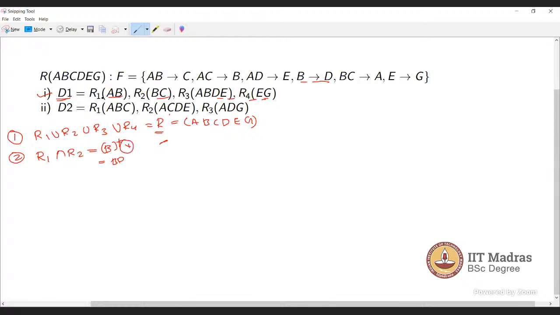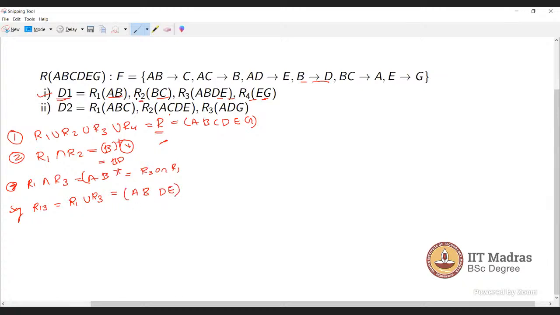And let us check for R1 and R3. Then we can get AB. AB was a candidate key. So from AB we can get B. From AB, we can get R3 or R1, right? Yes, sir. Okay. Now, let us say R13 is R1 union R3. That will be A, B, D, E only. Now R2 and R4 is remaining.